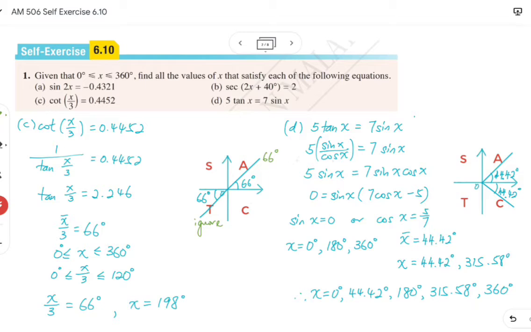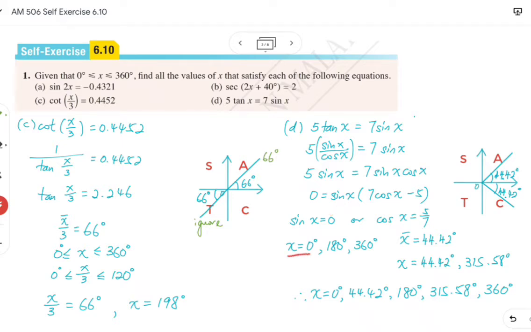So to make everything in one line, I multiply cosine on both sides. Right? So we'll get 5 sine x equals to 7 sine x cos x. And then I move everything to one side and factorize out the common factor. Okay, so we can see the common factor is sine x, and in the bracket we have 7 cosine x minus 5. Right? So the first factor equals to 0.